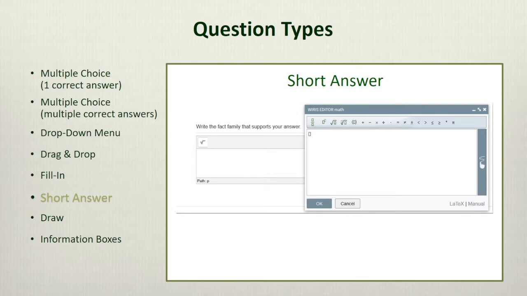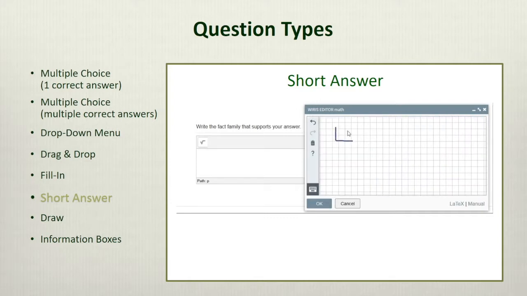Another way you can present your answer is by using the draw area. Click on the draw area icon and write your response by hand.